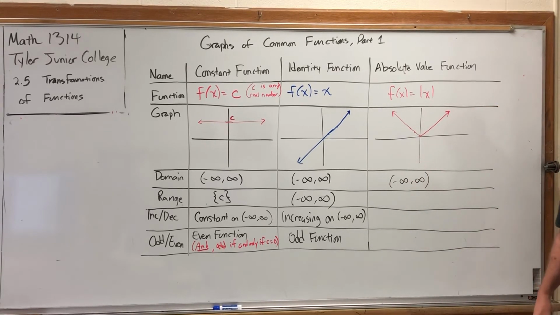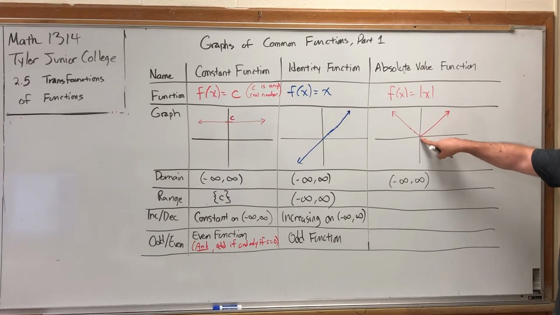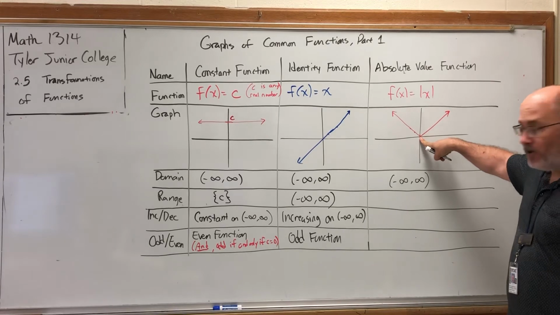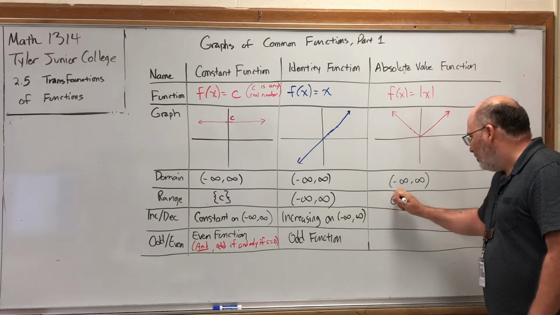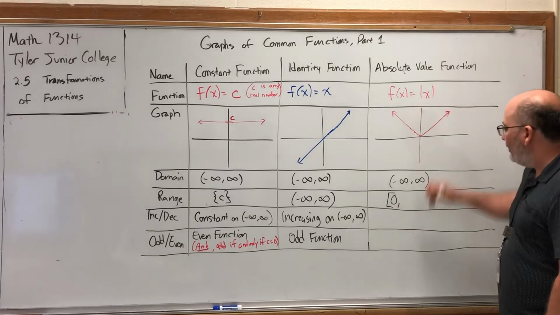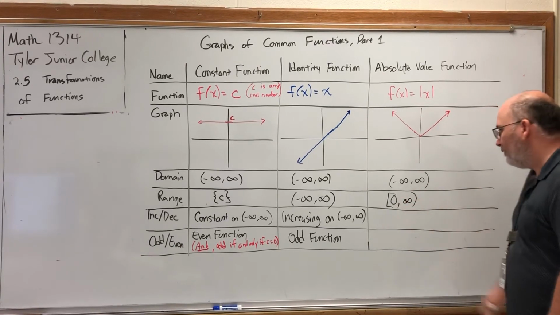But the range is not the same thing. Range is all the possible outputs or all the possible y values. This graph does not go down forever. The lowest point on this graph is at the origin, and the y coordinate there is 0. So this range starts at 0 and includes the 0, so bracket, comma, goes up forever to infinity.